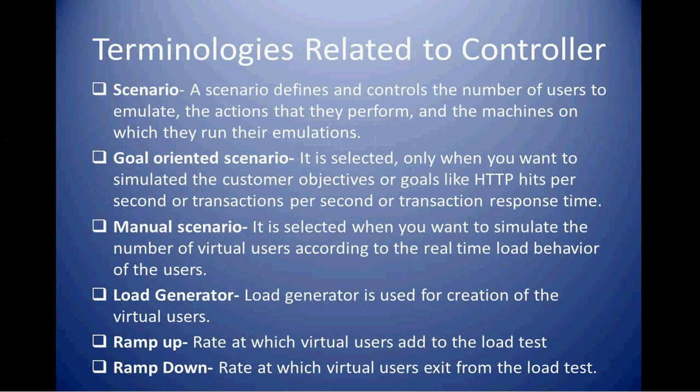The next is load generator. It is a machine which executes the script for generating load during the test. Controller governs this and collates the results from them after the test. Ramp up is the rate at which virtual users enter the test. This is provided while designing the scenario. Then ramp down is the rate at which virtual users exit from the test. This too is provided while designing the scenario.